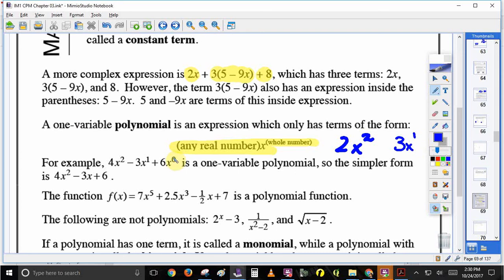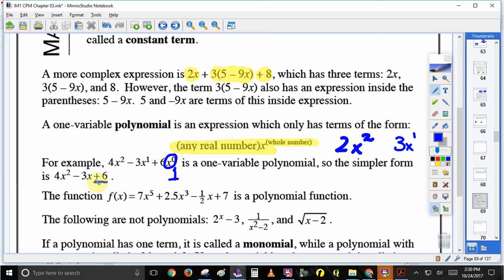Little side note here, guys, remember that anything raised to the 0 power is just 1. So when we have x to the 0, what we really have is 1, so 6 times 1 is just 6, which gives us our constant term. So the function f of x equals 7x to the fifth plus 3.5x cubed minus 1/2 x plus 7 is a polynomial function.